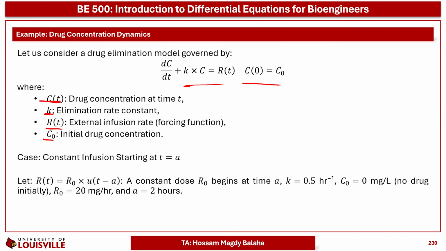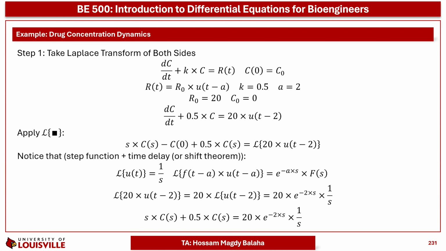Our case here is a constant infusion starting at t equals a. This means that there will be no infusion until we reach time a, and then the infusion will start. So before that, it will be 0. That's why r(t) equals r0 multiplied by the unit step u(t minus a), and this means that there is a delay. The unit step u(t minus a) means that before time a it's 0, and after that it has a value. So let's begin. The first step is to apply the Laplace transform on both sides.